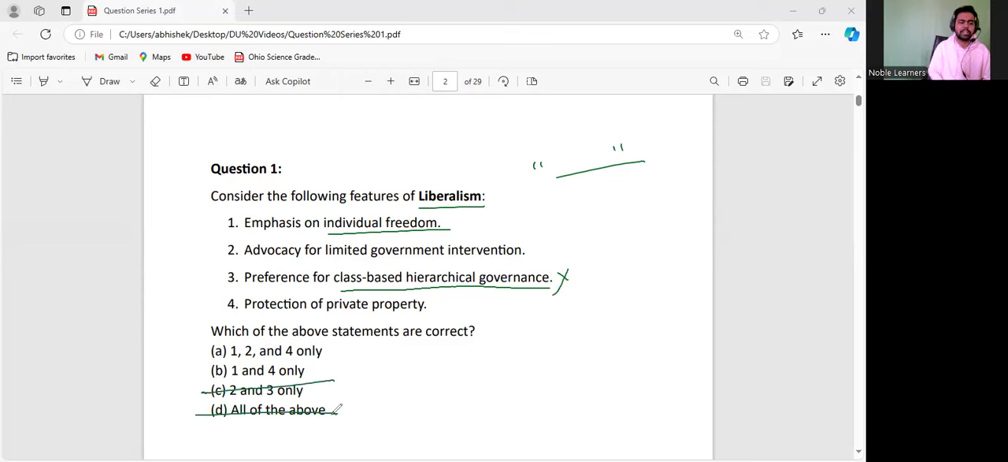I'm going to eliminate this one as well. Now you are left with two options. Now there is a 50% probability that you would get the correct answer. Now, option number 4, if you read, that is the protection of private property. Obviously, the protection of private property is very important. It is key to liberalism, because the state was, in fact, created in order to protect the private property of individuals. So therefore, statement number 4 is also correct. So therefore, option number A is the correct answer.